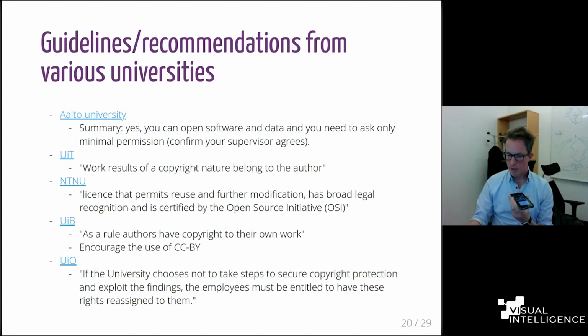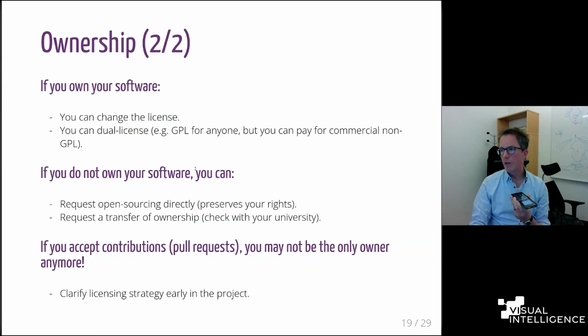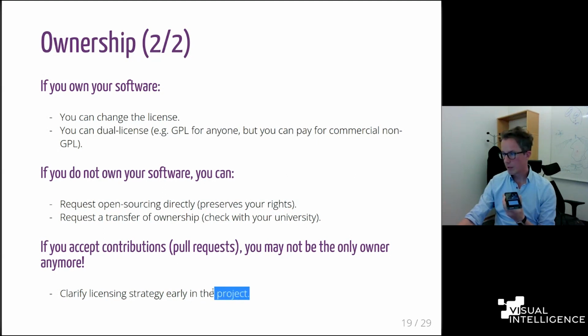ownership. And it is important because if you are the owner, you can decide about the license, you can change the license. If you don't, then you may need to contact the legal department at the university. What is important for open science and collaboration on GitHub is that once you accept contributions, pull requests, you may suddenly not be the only owner anymore. And then later, if you want to change the license, you may have to collect agreement from all the contributors.